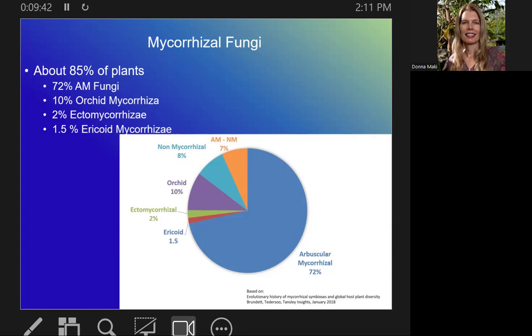And then non-mycorrhizal, you see about 8%. The AM, NM, that 7% in the gold. I think they're talking here about some plants form the arbuscular mycorrhizal and then they'll go non-mycorrhizal. So it's kind of like they can shift between having a partner or not.